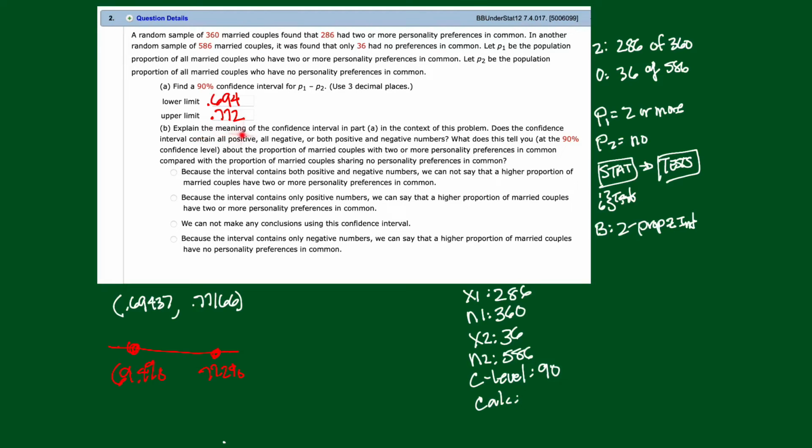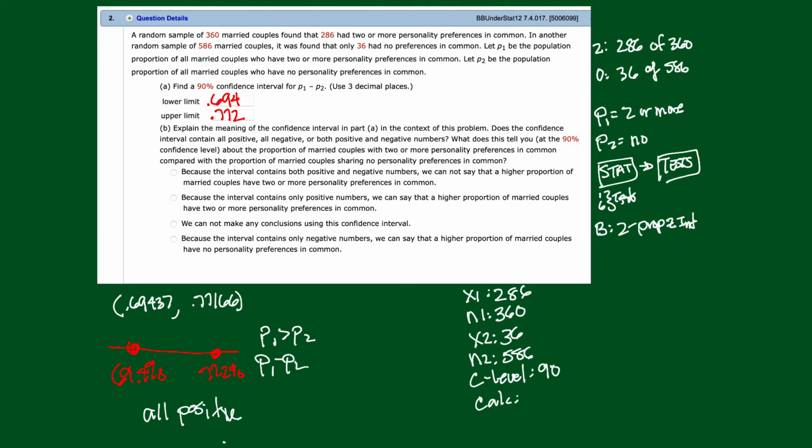Part B says, explain the meaning of the confidence interval for Part A in the context of this problem. Does the interval contain all positive, all negative, or both positive and negative values? And what does this tell us? Well, we're at 69.4% to 77.2%, so these are all positive values. If the confidence interval for P1 minus P2 is all positive, P1 must be bigger than P2.